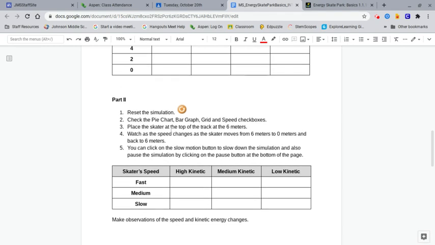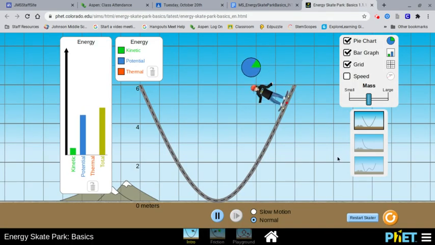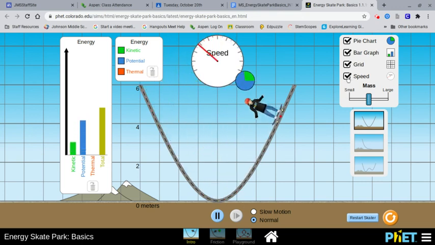And this time, you're going to be tracking the speed. So here, you're going to need to put the speed button on for the kinetic energy portion. All right, I just want to point out to you, I'm going to stop it for a second. This is 1, 1.5, 2, 2.5, 3, 3.5, 4, 4.5, 5, 5.5, 6, 6.5, 7, 7.5, 8, 8.5, 9, 9.5, 10, 10.5, 11. So I just showed you what those tick marks are.